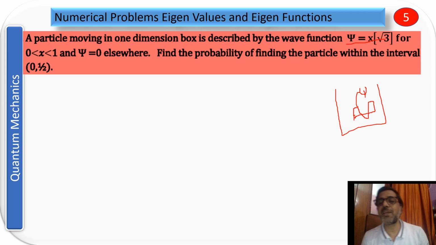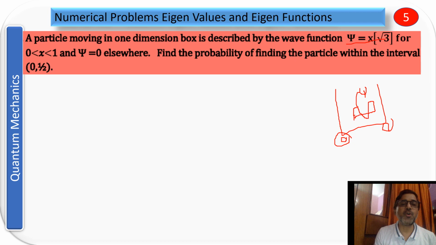of psi has been given how much? x root under 3, provided x lies between 0 and 1. So this is your 0, and this is your 1. So it does mean its width is 1, right? It is lying between 0 and 1, right? So between 0 and 1, and psi equal to 0 elsewhere.